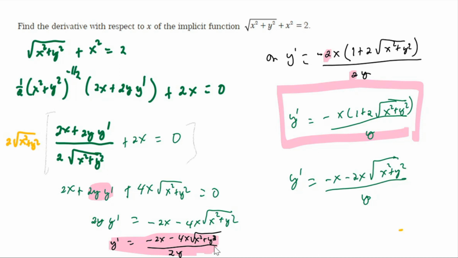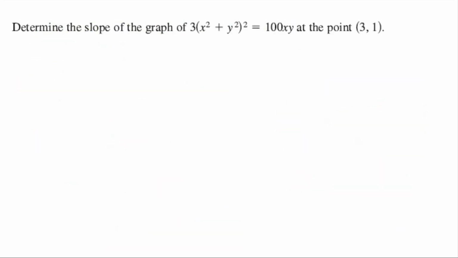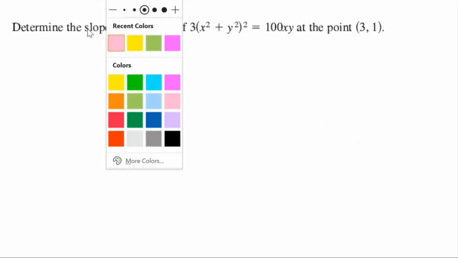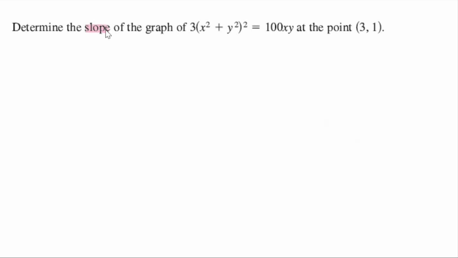Okay, so next, we have: determine the slope of the graph of 3 times the quantity x squared plus y squared to the power of 2 is equal to 100xy at the point (3, 1). So we're talking here about the slope of the equation. To find that, we're going to solve first the derivative using implicit differentiation.